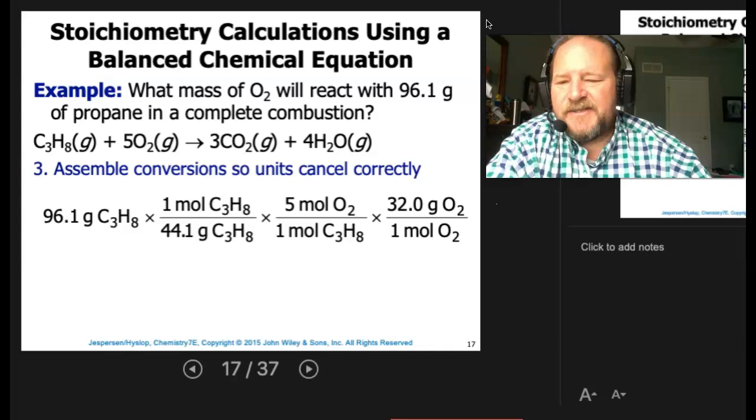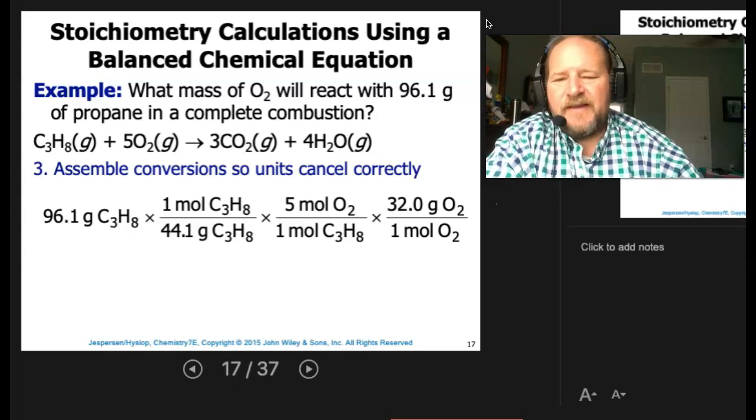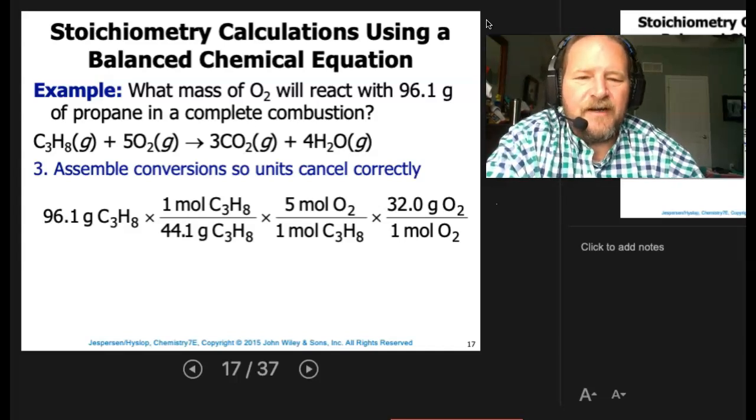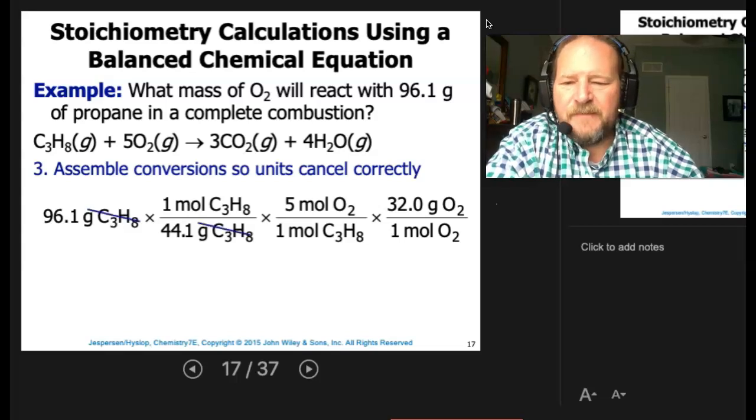We're going to start with our 96.1 grams. We're going to convert that into moles, so we're going to use that molar mass from the periodic table. Grams of propane will cancel out, and we'll be in moles of propane.